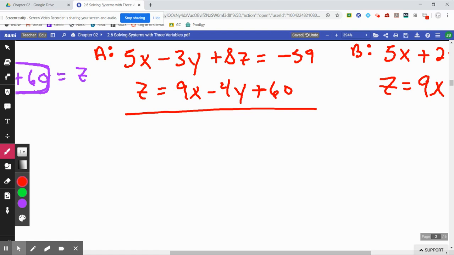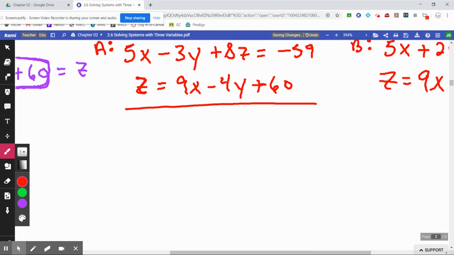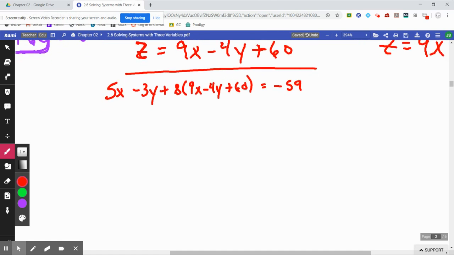So the first two equations, I have z is equal to this, so I'm going to take my first equation, 5x minus 3y plus 8z, and in the place of z, I'm plugging in 9x minus 4y plus 60. And that was equal to negative 59. So take out the z and plug in whatever you got when you solve for z. Then it's just simple cleanup.